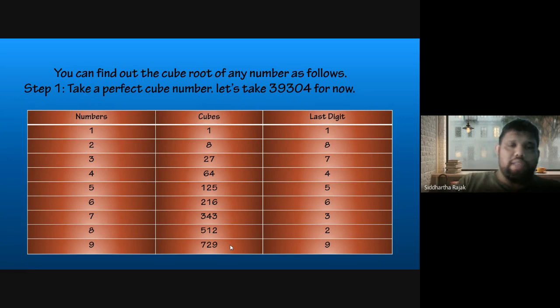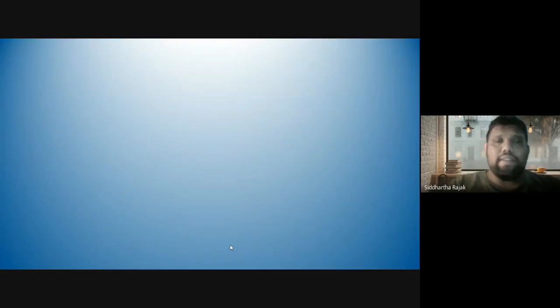So if you look at this table properly, whenever you cube 1, it ends with 1. Cube 2 ends with 8. Cube 3 ends with 7. Cube 4, 5, 6 end with 4, 5, 6. And then 7 ends with 3, 8 ends with 2, and 9 ends with 9 itself. So if you know this rule, if you are well aware of this rule, then you can now find out the cube root in seconds.